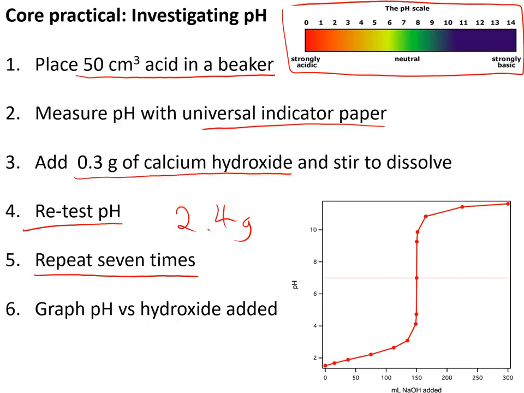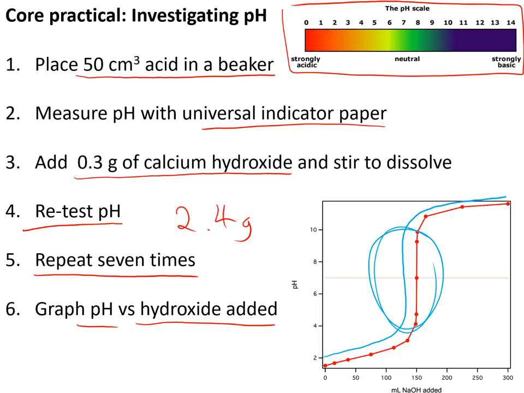The last thing we did was produce a graph of the pH versus the mass of hydroxide added, and it produced a graph that looks like this one, which goes up gently at first, then rises very steeply, and then rises more gently again after that. That's the neutralization period in the middle, where it's getting neutralized.